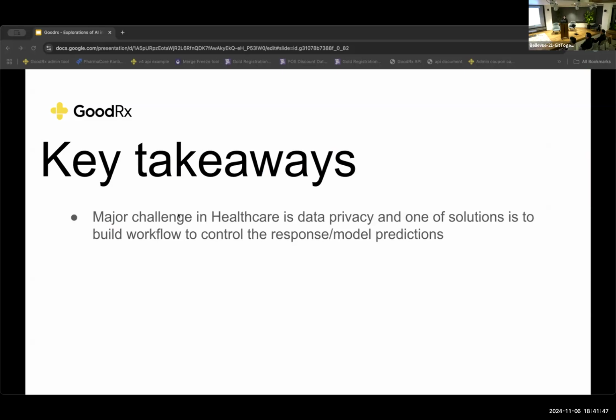So what are the major key takeaways? The major challenge in healthcare is data privacy, and one of the solutions we figured out is to build our own workflow to control the result of the recommendations and to control the response of the predictions, right? That's why we have so many different solutions. And there isn't a single best model for all projects and workflows. The reason we try different ways for different programs is that some of them cannot be applied from one to another directly. And if the result is not good enough, we cannot launch it, right?